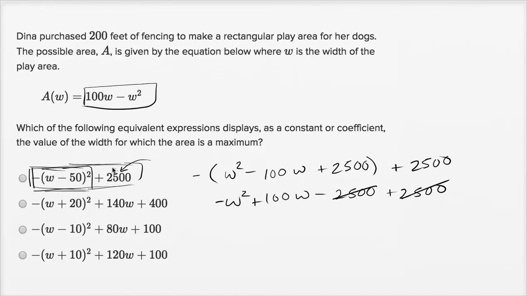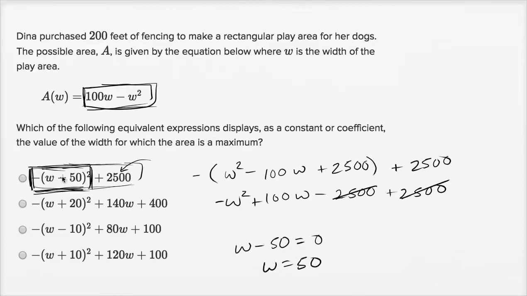So if you wanted to maximize this expression, which is the same thing as maximizing this expression because they're equivalent, you want to not subtract anything. So you want this part to be equal to 0. So how can this part be equal to 0? Well, the thing that you're squaring is equal to 0. And in order for the thing you're squaring to be equal to 0, W minus 50 needs to be equal to 0, or W needs to be equal to 50.